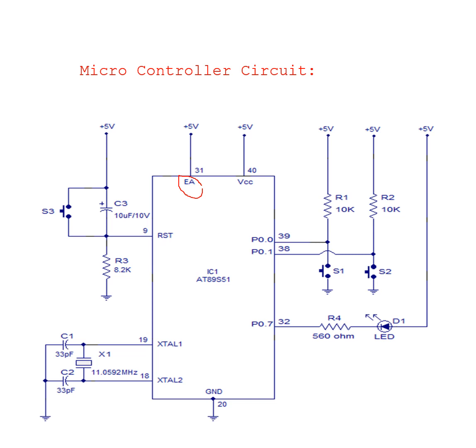LED in sink mode means the cathode of the LED is connected to the microcontroller and the anode is connected to 5 volt. LED in source mode means the opposite. The anode will be connected to the microcontroller and the cathode will be connected to the ground. So this one is sink mode. This is sink mode.